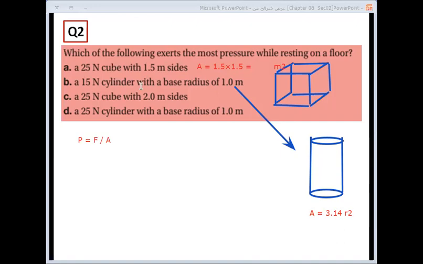Okay? In the third case, a cube with 2 meter sides. So the same as the first in calculations. And in the fourth one, it's a cylinder with the same radius as the second one. Is it clear? We will repeat it 4 times. And of course there is another method to solve it, but with this method I ask you to make more practice on calculating the areas and the pressures. Okay, thank you, Hamza. Excuse me, everyone.